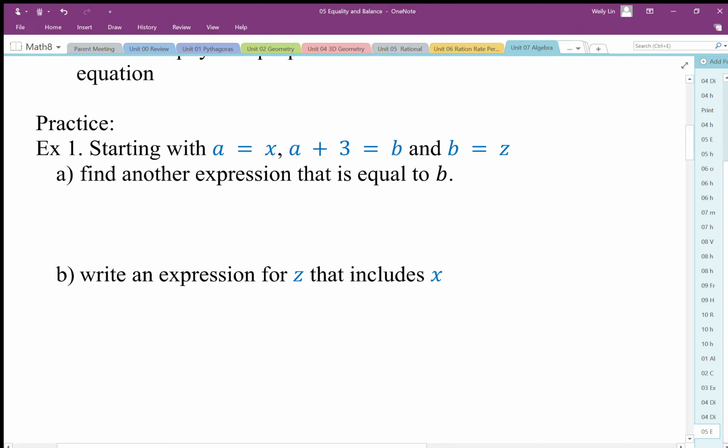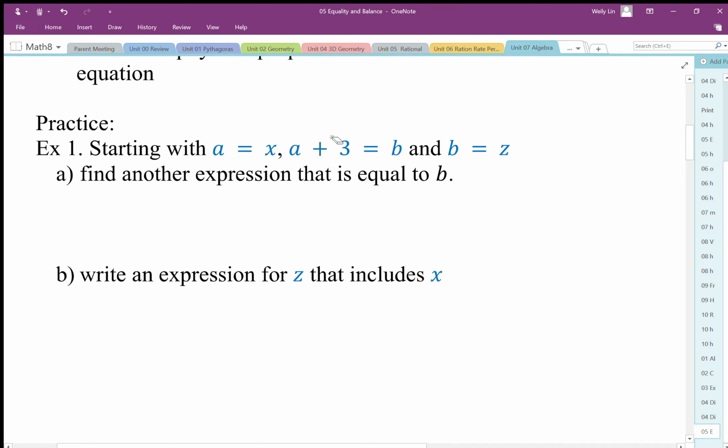If we start with the equality, a is equal to x, or in other words, a is the same as x, and we can say that a plus 3 is equivalent to b. So this a plus 3 balances b. And we can also say that b is equal to z. These are just things I'm stating, not based on any particular facts, but just our definitions that we start with. We can start with these definitions and come up with new balances. So I can come up with new expressions that are equal to b.